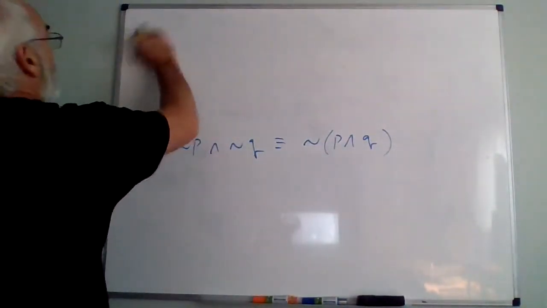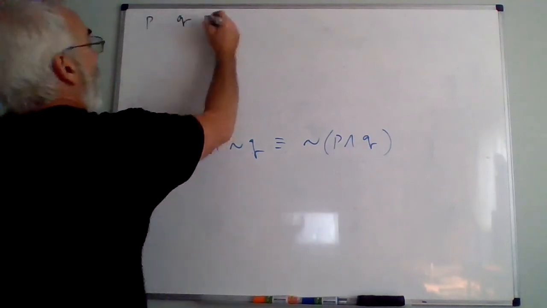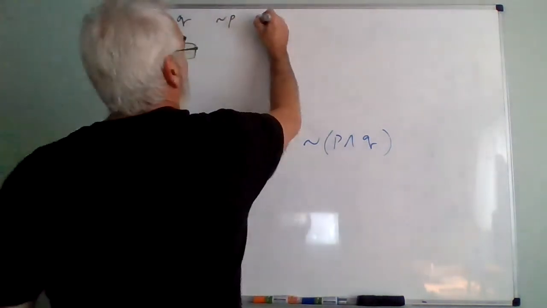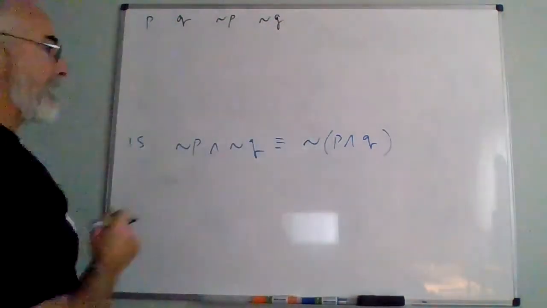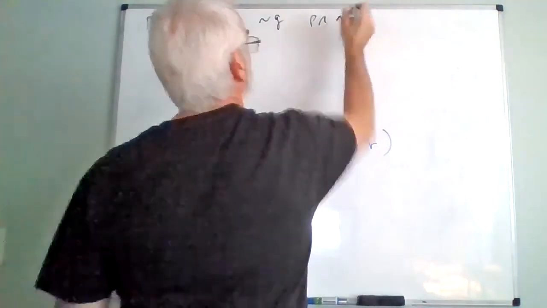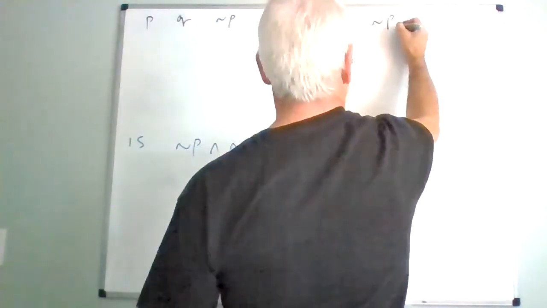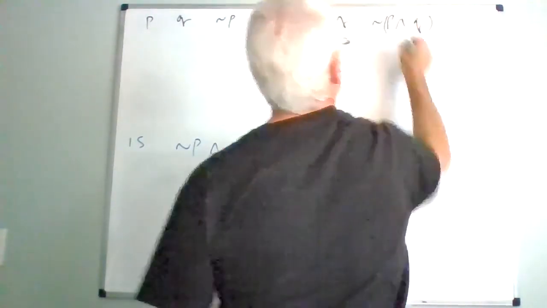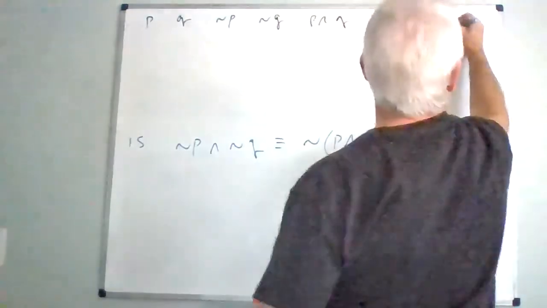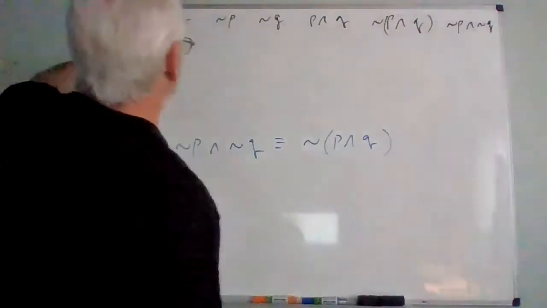So we'd start with, okay, I have P, I have Q, I have not P, I have not Q, I have P and Q, I have not P and Q. I'm running out of room here. And then the last one would be I have not P and not Q. You notice I have to build them up.